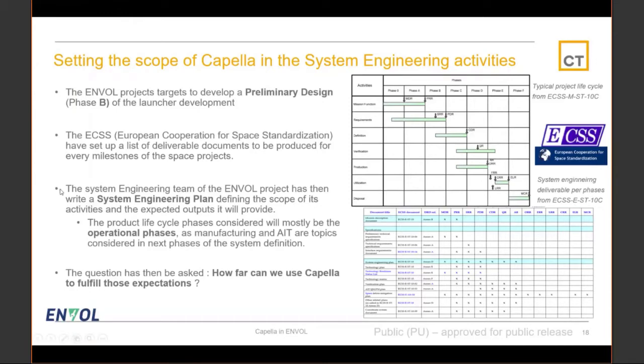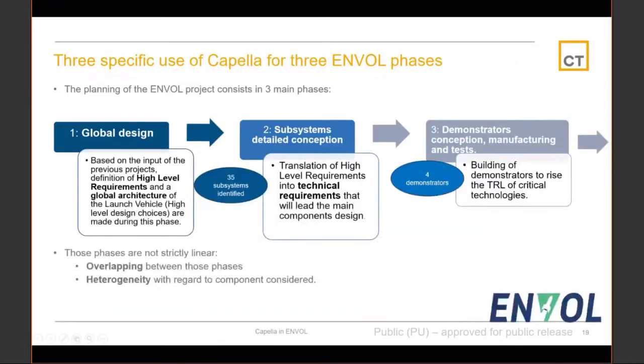So there were those two supports that we expected: the beginning support of creativity, and then support for system engineering activities. And that was also more interesting since it's consistent with the phases of the ENVOL project. The ENVOL project is 3 years, and there are three main phases. The first one is to use existing design as much as possible, also provide new ideas and new hypotheses, and define a global design. After this first phase, around 40 systems and subsystems were identified that are now being defined and designed.